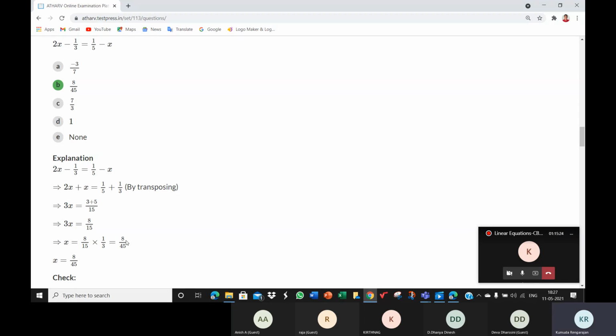So multiply the numerators. 8 into 1 is 8. Multiply the denominators. 15 3s are 45. So x is equal to 8 by 45.